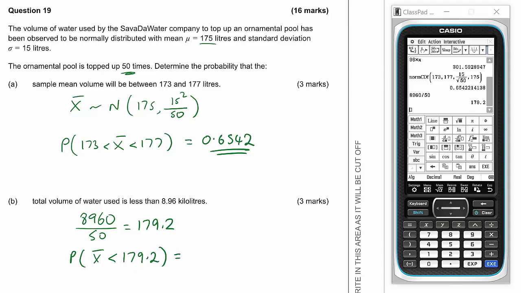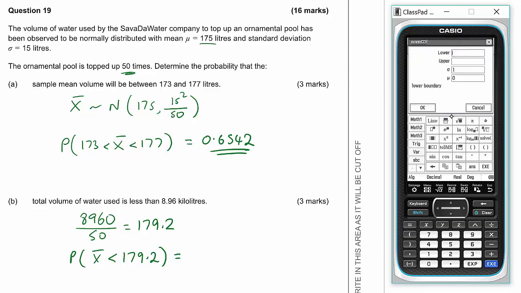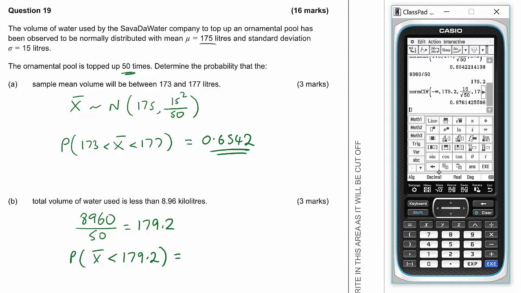So normal CDF again, and the lower we can make that into negative infinity. The upper is 179.2. The sigma once again is 15 divided by the square root of 50, and the mu is 175, and that's 0.9761.